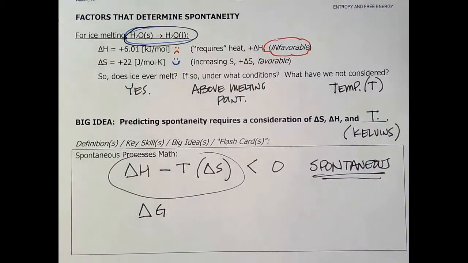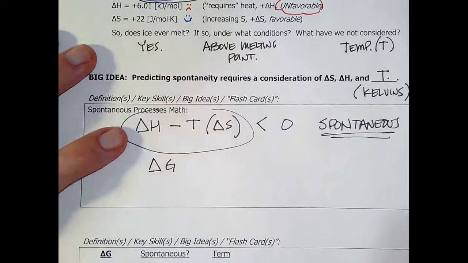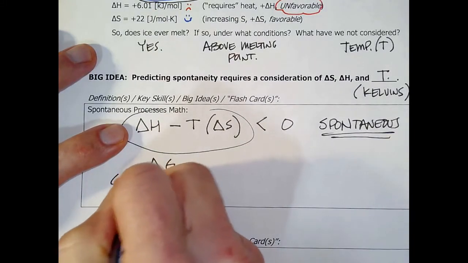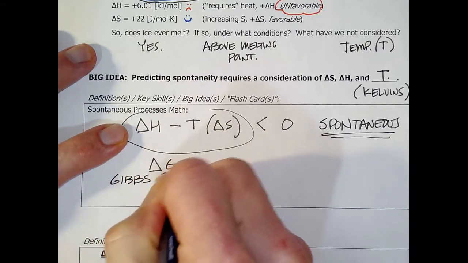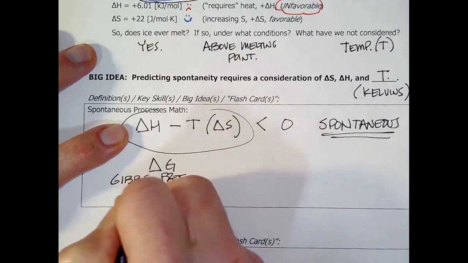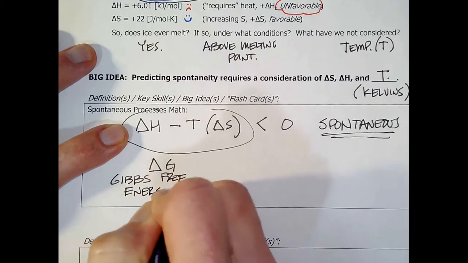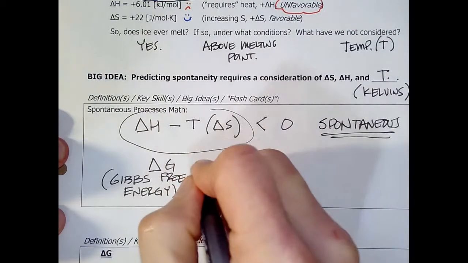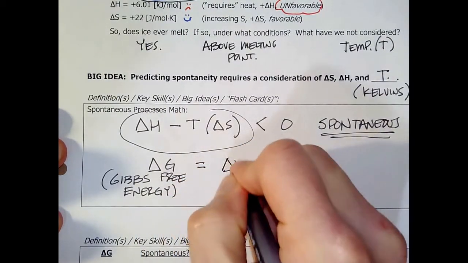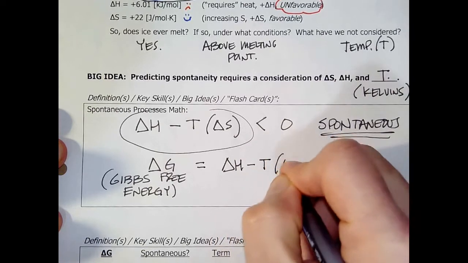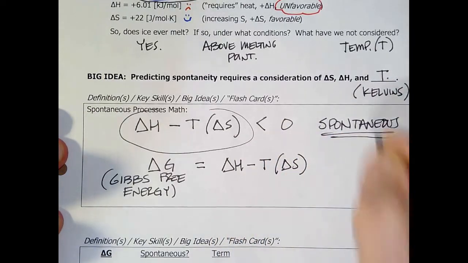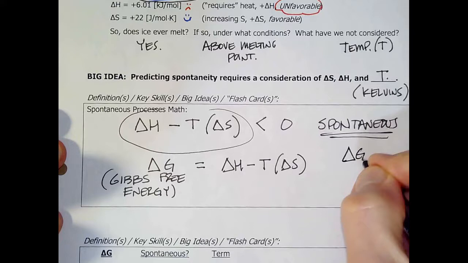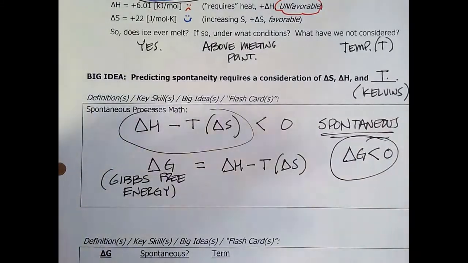Well, that quantity is delta G. We often call it free energy. It's Gibbs free energy. So sometimes we'll say Gibbs, or sometimes we'll say free energy, Gibbs free energy. Delta G is the thing we want to know, and that just is equal to delta H minus T delta S. So spontaneity, when that's less than 0, when delta G has a negative value.